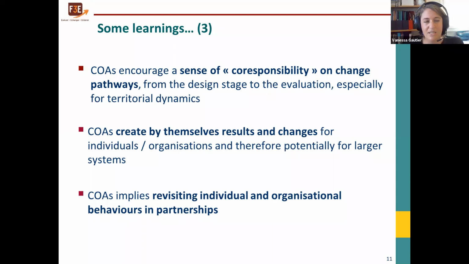What's also interesting is how it encourages a sense of co-responsibility on change pathways from the design stage to the evaluation stage. And that's especially true for territorial dynamics. And again, the process is as important as the results. Change-oriented approaches create by themselves results and changes for individuals, organizations, and for larger systems. It's how you see that methodology is actually quite political.